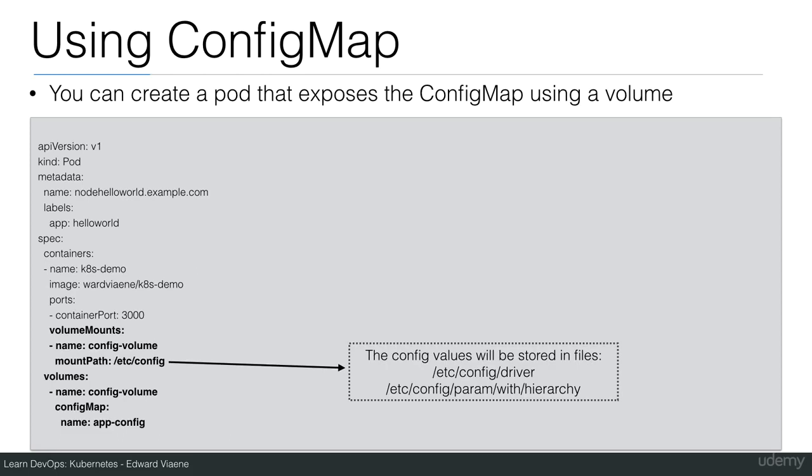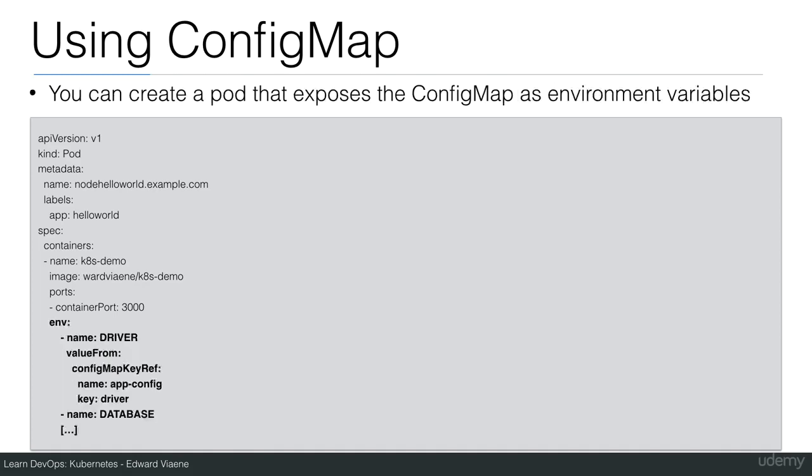And then the config values will be stored in files. You will have, for instance, from the previous one, /etc/config/driver, and then the value will be in that file. You can also use hierarchy. If you would use dots in the name, then you can have param.with.hierarchy. Then that translates into param as a directory, with as a directory, and hierarchy as a file with the value in. So you can also create hierarchy in your config map.